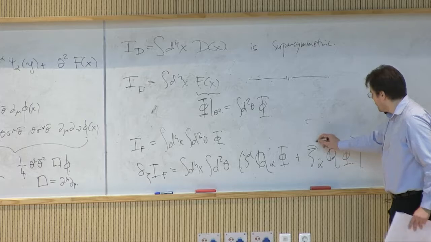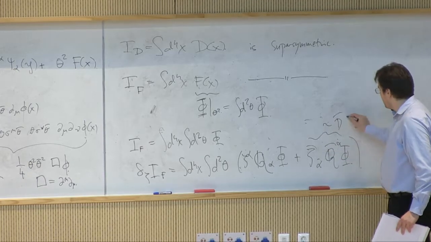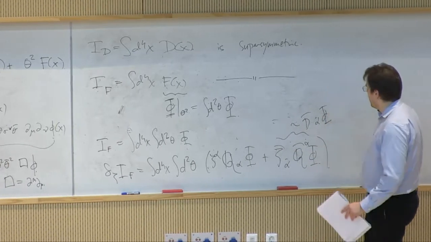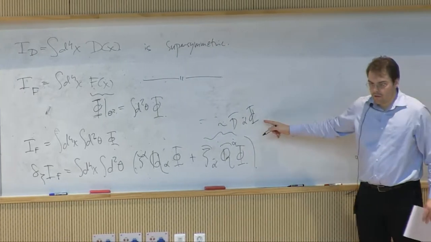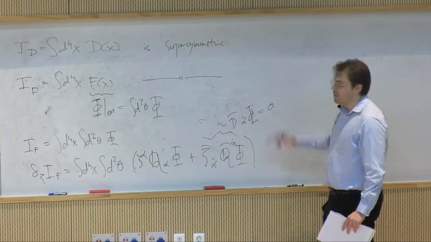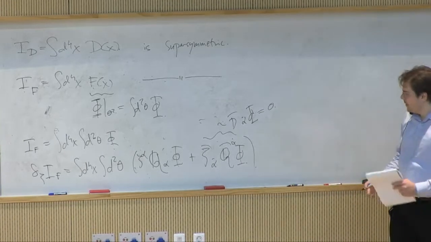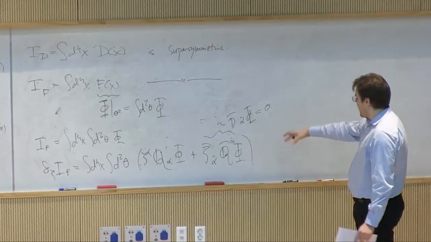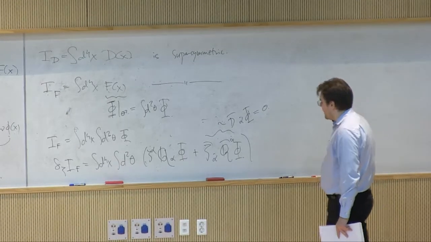So this, up to total derivatives, is proportional to D bar alpha of Phi, but Phi is chiral. So by definition, D bar alpha of Phi vanishes. Okay? So that's half of the supersymmetry done. And the other half is easy.